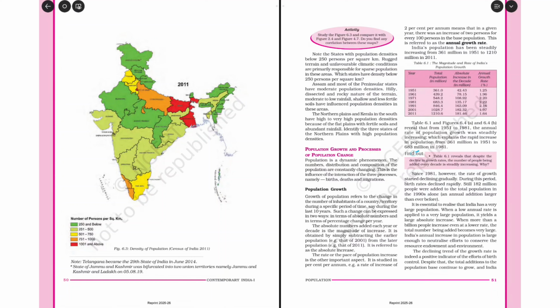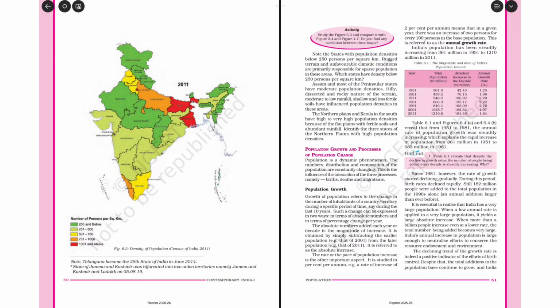The declining trend of the growth rate is indeed a positive indicator of the efforts of birth control. Despite that, the total additions to the population base continue to grow, in India. Processes of population change. There are three main processes of change of population: birth rates, death rates, and migration. Those are the three gears. Let me read how they define the first two.